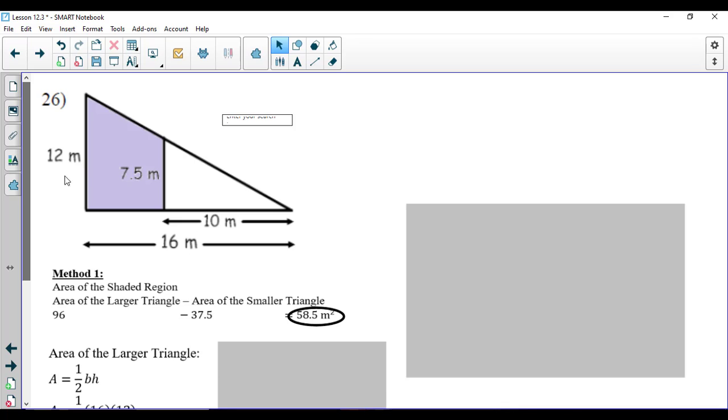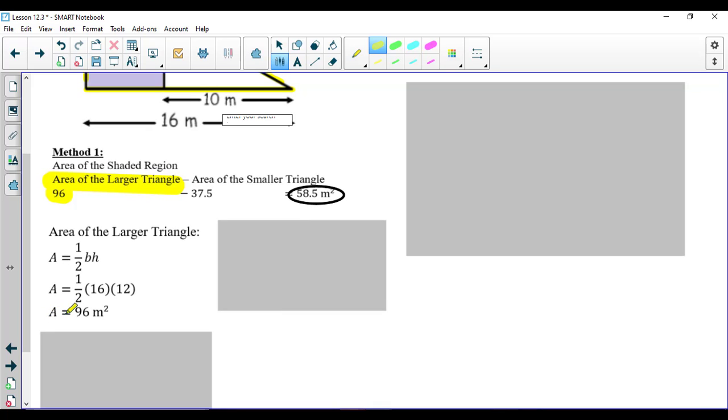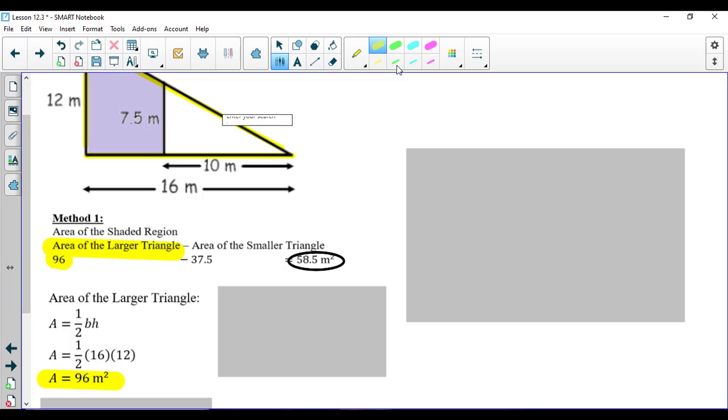Now again, that's for the area of the larger triangle, which I'm going to go ahead and outline here in yellow. So that's going to be this entire triangle here. And you can see, again, the area of the larger triangle happens to be 96. We'll subtract off the area of the smaller triangle. I'm going to highlight that one in green. So that's this one right here, the thing that's not shaded.